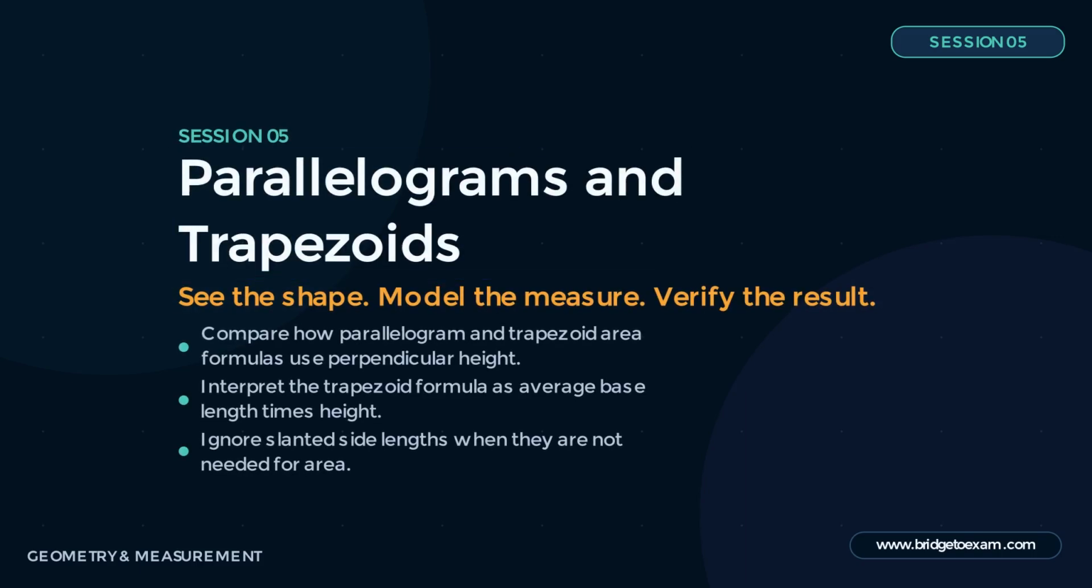Welcome to Session 5, Parallelograms and Trapezoids. We will build the idea visually, solve a complete example, and finish with a short independent check. By the end, you will be able to compare how parallelogram and trapezoid area formulas use perpendicular height, interpret the trapezoid formula as average base length times height, and ignore slanted side lengths when they are not needed for area. Keep the diagram, the calculation, and the unit connected at every step.